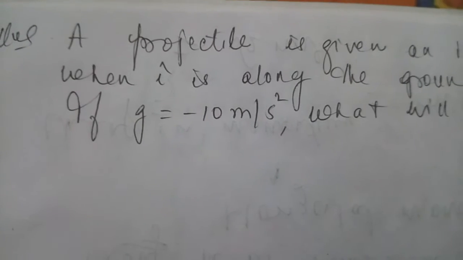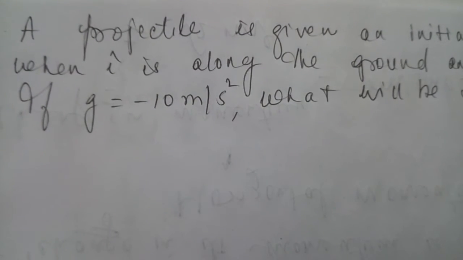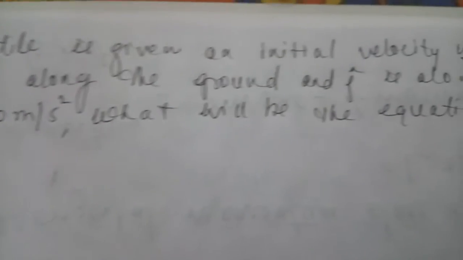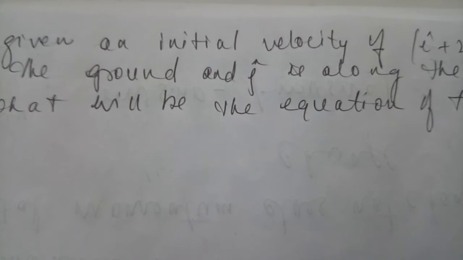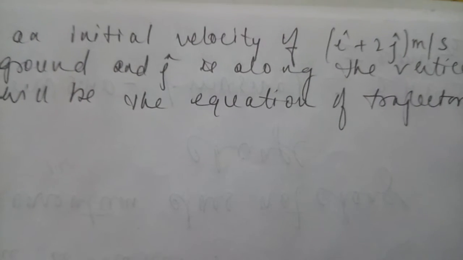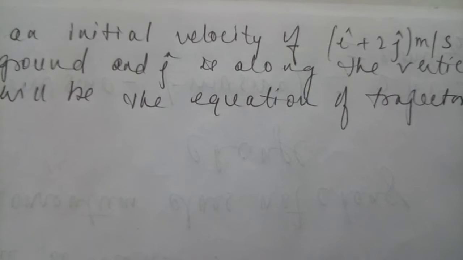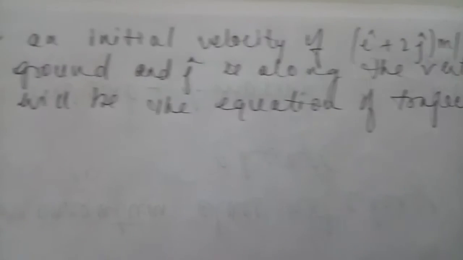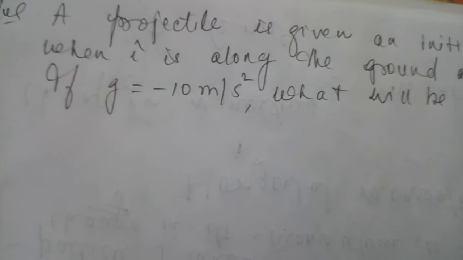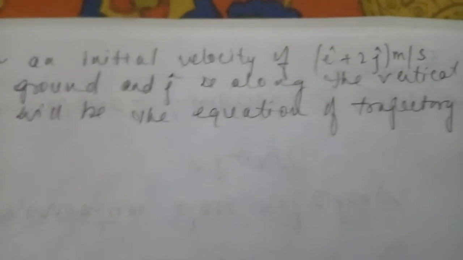The next question that we have here, look at the question. A projectile is given an initial velocity of, look at the vector form, i caret plus 2j meter per second. That is the initial velocity given to the projectile. Here i caret is along the ground and j caret is along the vertical axis.